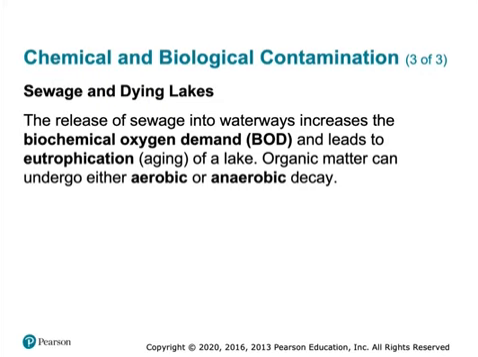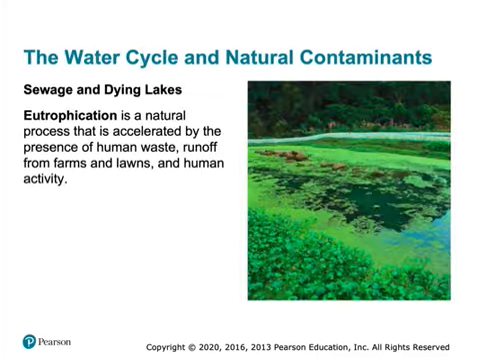The next slide is on eutrophication. And the matter can go aerobic or anaerobic decay. Aerobic means with oxygen, anaerobic means without. So here's an example of eutrophication. It's a natural process, but eutrophication is the addition of nutrients. And those can cause algal blooms, which can then choke out the rest of the waterways.